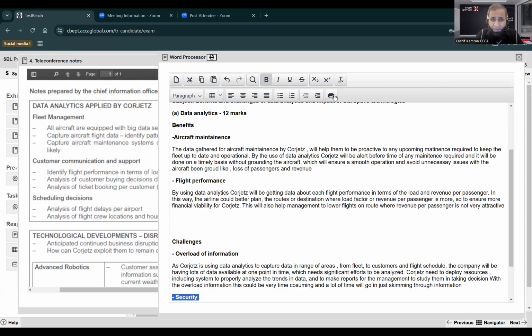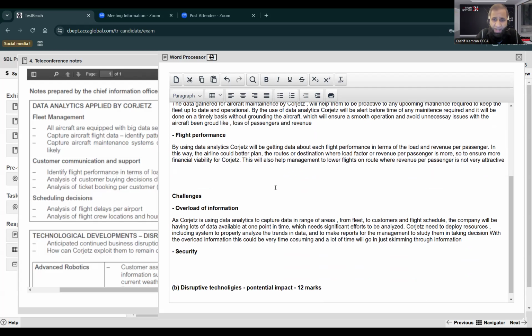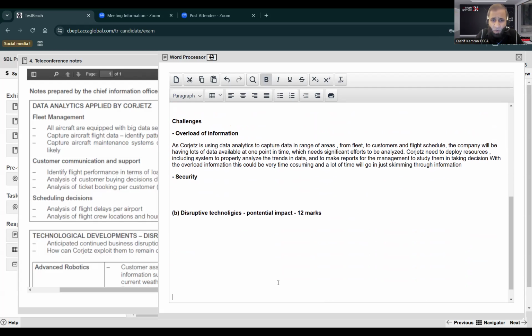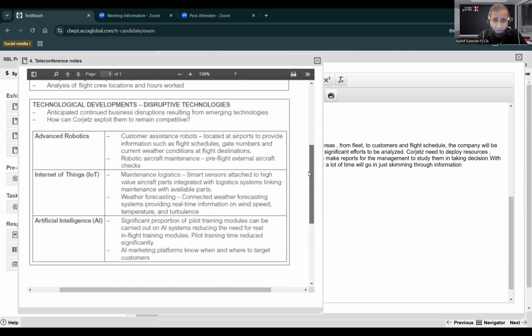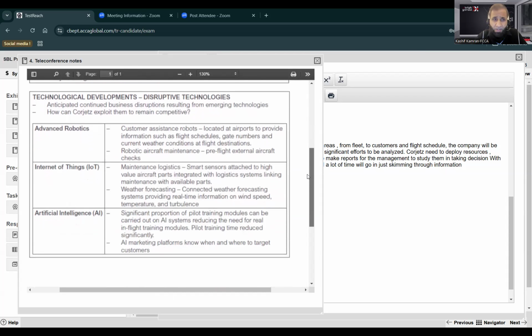Okay, now let's go down to the second part of this question where we need to look into the disruptive technologies. And we have 12 marks and we need to write the potential impacts of disruptive technologies. Let's see what they are and what potential impacts we will have of disruptive technology. And we keep in mind the commercial acumen, the commercial considerations of these impacts. Okay, let's go down and see what are disruptive technologies.